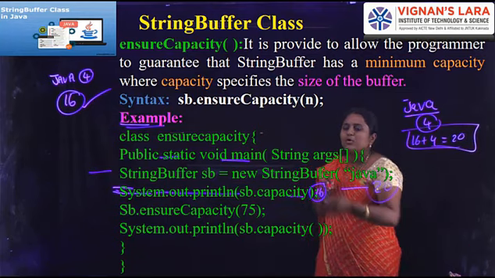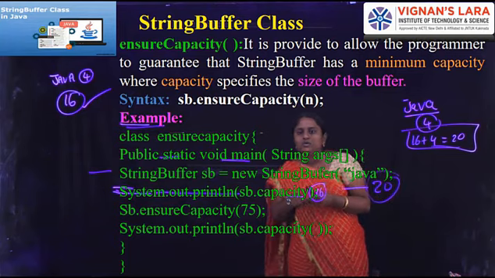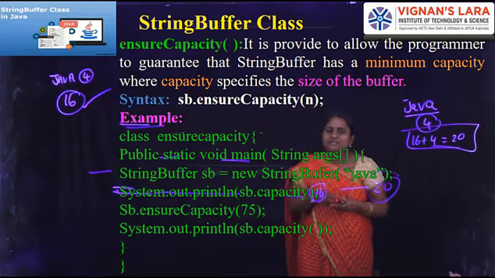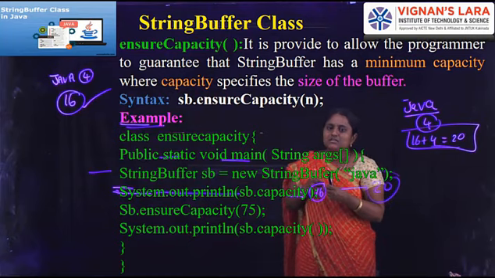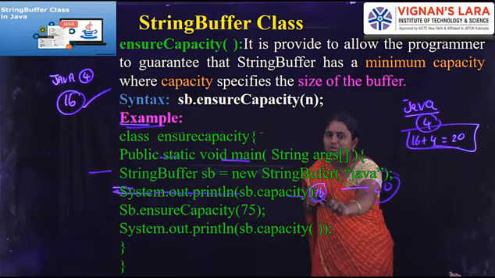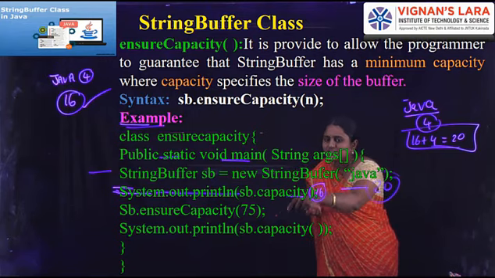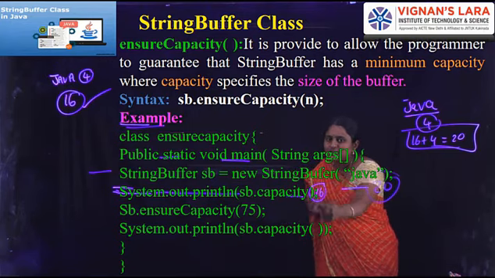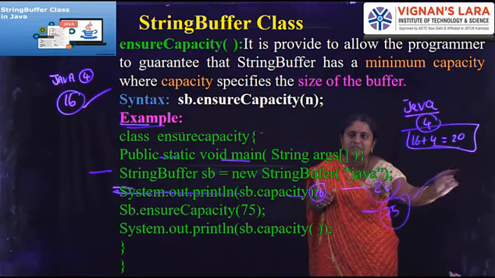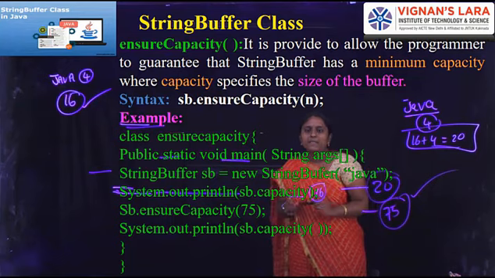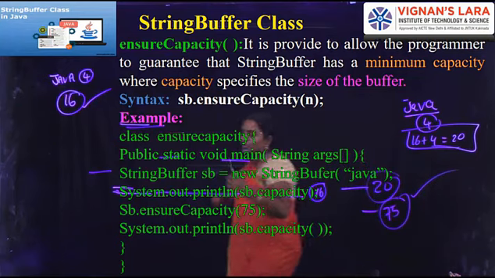Okay, next, to guarantee it, the programmer sets the minimum capacity with the help of the ensureCapacity method. Here sb.ensureCapacity(75). After this statement, System.out.println(sb.capacity()). Here it returns 75 as the value. It is the purpose of the ensureCapacity method. Next, I will move to another method.